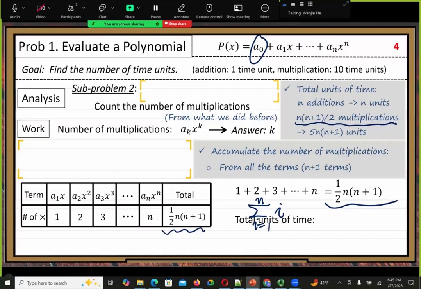All right, next time we will try to improve the total number of units. We finished two subproblems, but we have a lot of work to do. So we want to improve our evaluation method next time. All right, that's it.